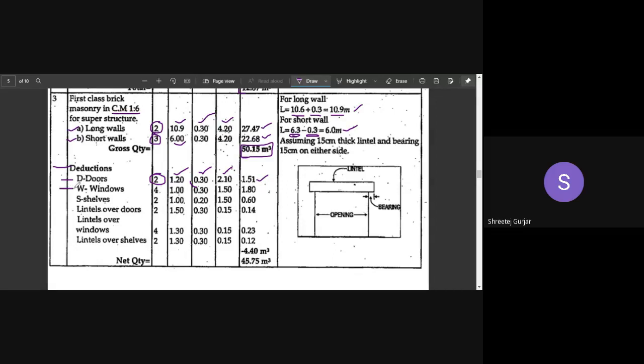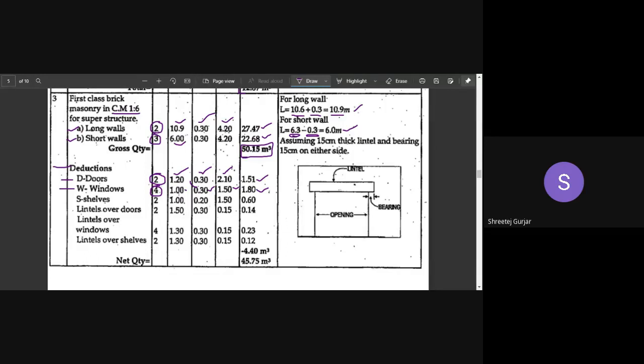Coming to windows, you can see in your plan there are 4 windows. We can see the specifications or sizes that they have given for the window. The window is 1 meter in length and 0.3 meter is the wall thickness, the thickness of your window, and 1.5 meter is the height of the window. So multiplying 4 into length, breadth, depth, we get 1.8 meter cube of deduction for windows.